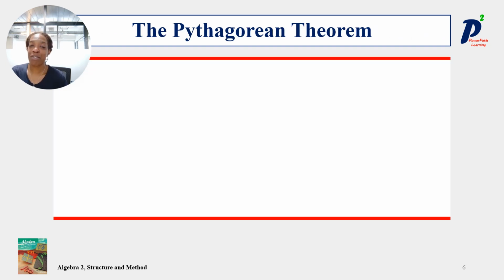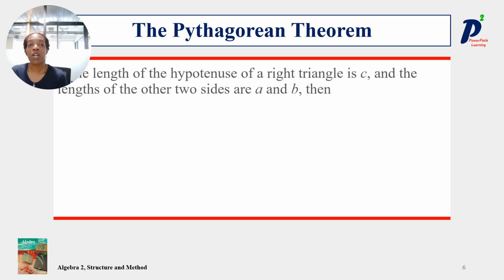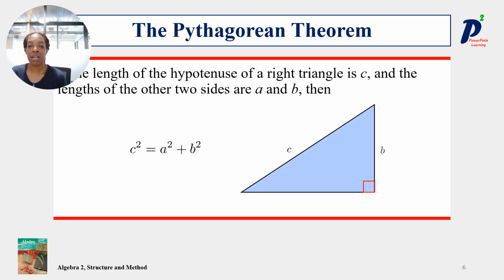Let's quickly review our friend, the Pythagorean theorem. We're going to need it for the distance formula. In a right triangle with hypotenuse c and legs a and b, we have the following relationship: c squared equals a squared plus b squared. And now let's use this to find the distance between 2 points on a non-vertical line.